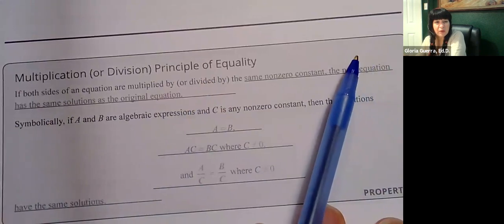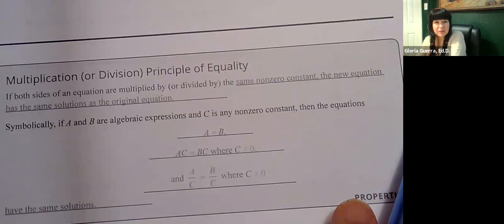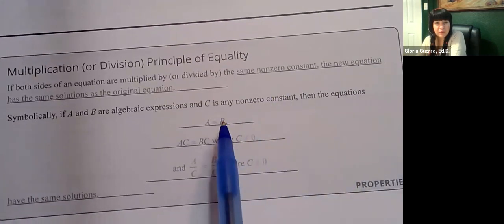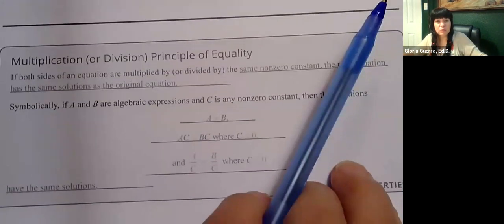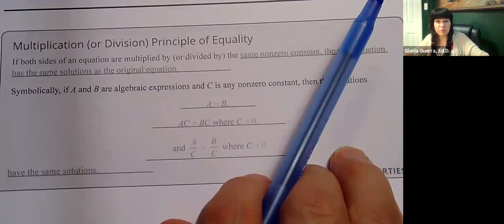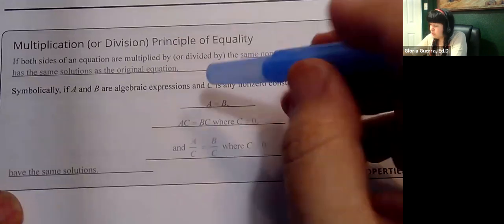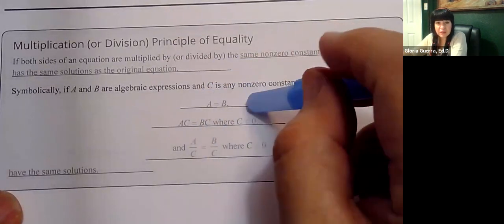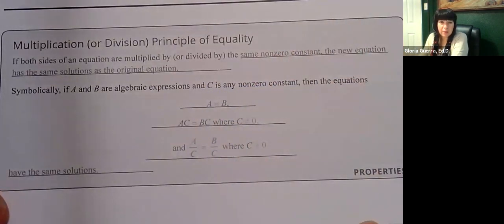So symbolically, if A and B are algebraic expressions and C is any non-zero constant, then the equation A equals B is equal to A times C equals B times C. And of course, C should not be 0, because anything times 0 is 0. So what they're doing is they're multiplying both sides by C. The left side and the right side is being multiplied by C. And they're just not going to let C be 0.